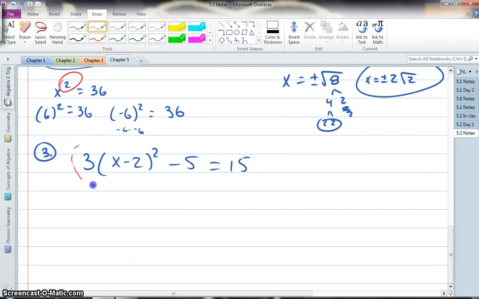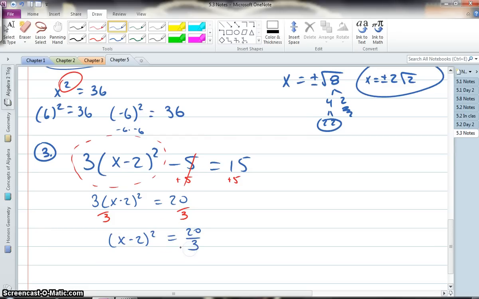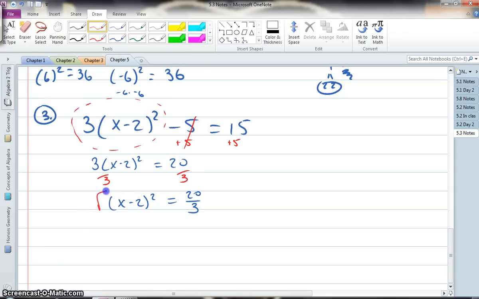Alright, now, this is my whole x squared term, so we got to get that by itself. So I'm going to add 5. So I have 3 times x minus 2 squared equals 20. Now I want the squared by itself, so I'm going to divide by 3 and get rid of that piece. So I have x minus 2 squared equals 20 over 3. Alright, now at this point we have the x squared term by itself. So this is where I square root both sides. So I get x minus 2 equals plus or minus the square root of 20 over the square root of 3.